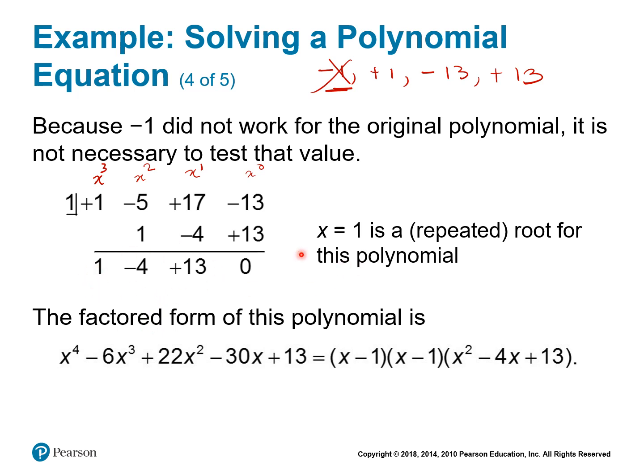So when we represent this in factored form, we will have x minus 1. This is the original polynomial that they put here, x to the 4th. And so we have x minus 1 obtained from the previous synthetic division, and then x minus 1 from this synthetic division, and this factor here, x squared minus 4x plus 13, is obtained from the quotient values of the synthetic division.